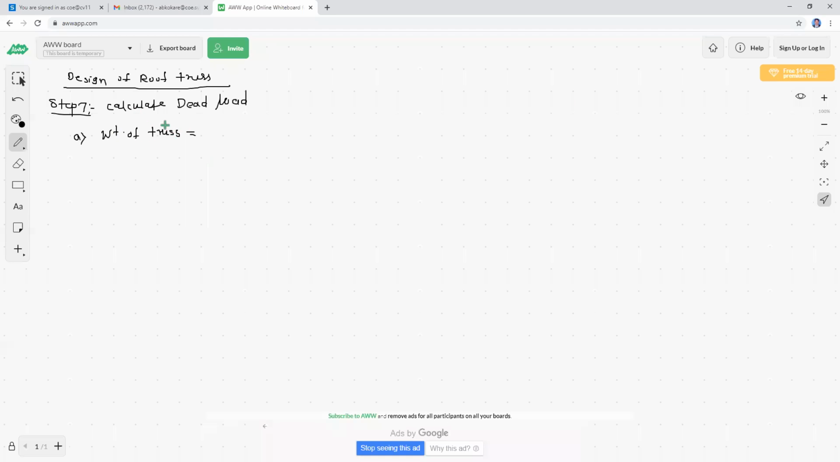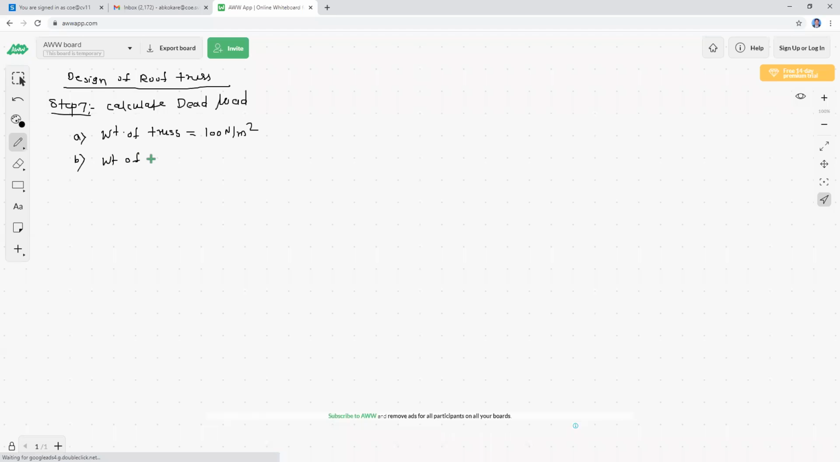But the weight of truss is directly given in the problem statement. If you see the problem statement, you can see the weight of truss is given: 100 Newton per meter square. First we will write the 4 types of load, then we will add them and multiply with the plan area.